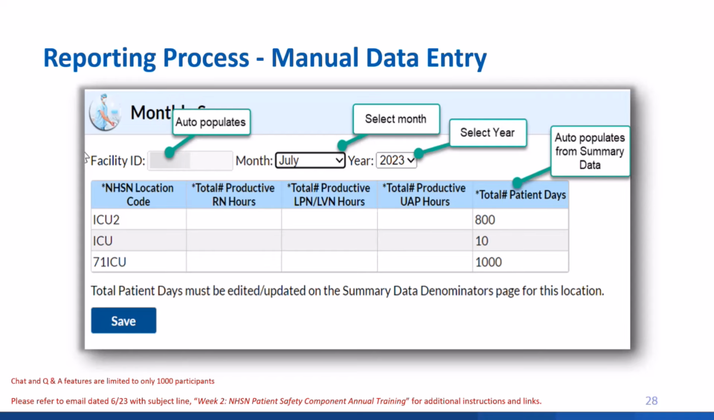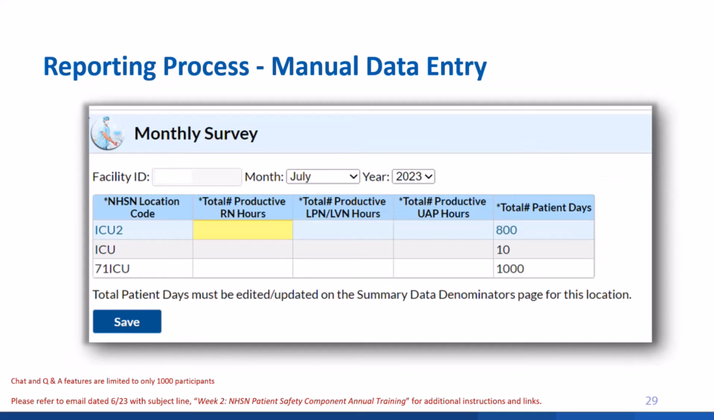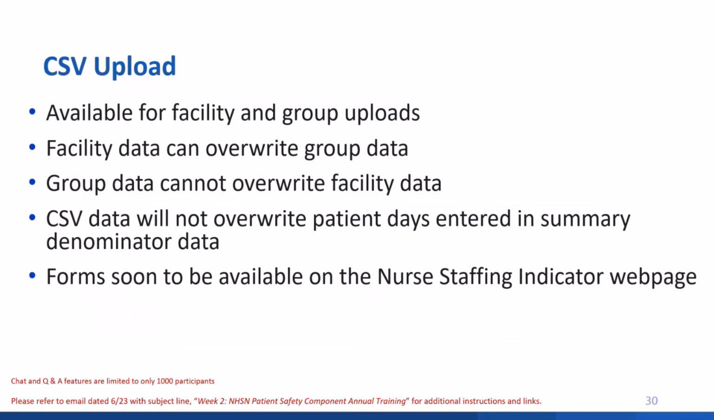And if you already entered summary data, the patient days, it will auto-populate on this screen. And then you can just click on the appropriate tile. So in this case, it's highlighted for RN hours and for the ICU2. You click on that and it allows you to enter your data manually. And then obviously you click Save.